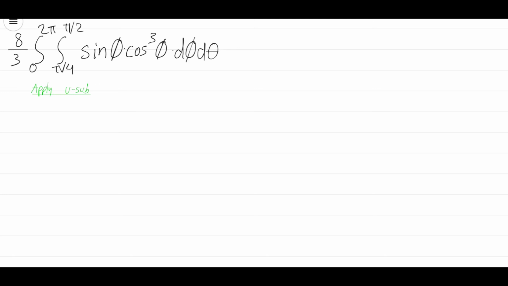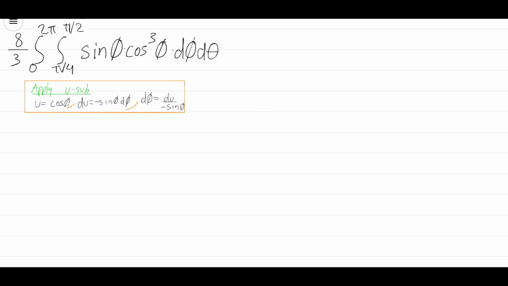So in this case, our u is going to be the higher power. So u is cosine phi. The derivative of cosine is negative sine, so du is negative sine times d phi. And then we're going to solve for d phi. D phi is equal to du over sine phi.